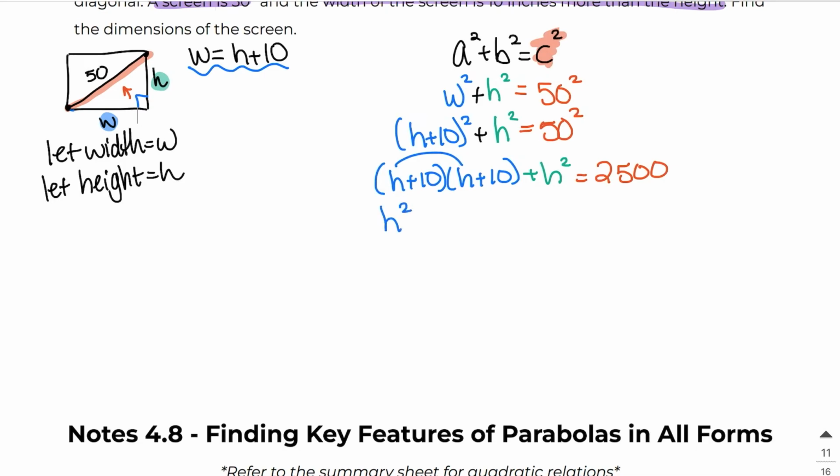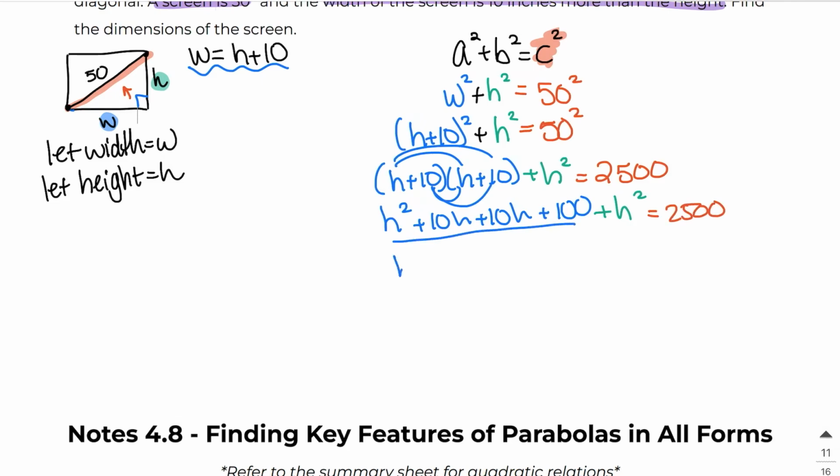So h times h is h squared, h times 10 is 10h, 10 times h is also another 10h, and then 10 times 10 is 100. Copy down the plus h squared, and that should equal 2500. Also, hopefully at this point you should recognize that this should all turn into h squared plus 20h plus 100. Even from here, you should be able to go straight down to this line, because 10, when I double it, gives me this 20, and 10, when I square it, gives me this 100. I can copy down the h squared, and that would equal 2500.